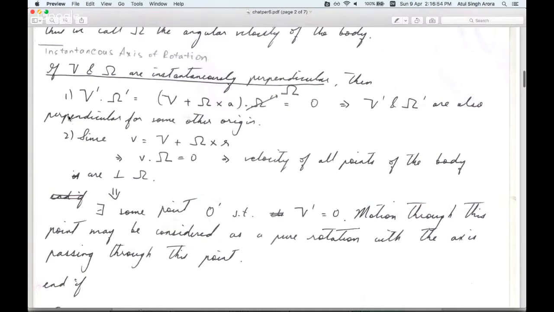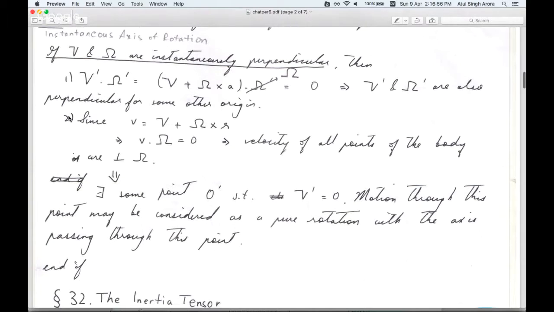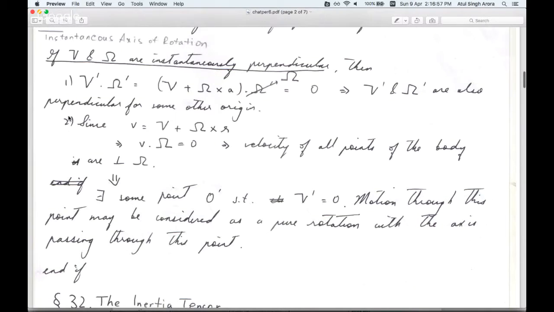Okay, so now we discuss something called the instantaneous axis of rotation. Again, I'm not super clear about it, but let's just quickly look at the few things I did understand. So v and omega are assumed to be instantaneously perpendicular. So v is the velocity of center of mass, omega is the angular velocity of the body. And if you make that assumption, then you can show that v prime and omega prime will also be perpendicular, and that you do by just expanding it out and plugging in the expressions.